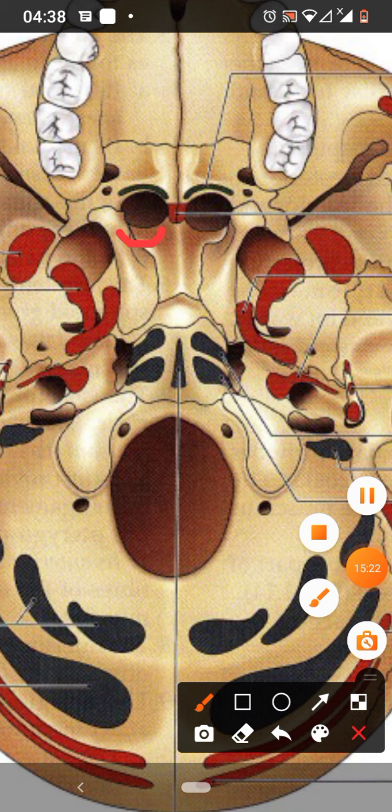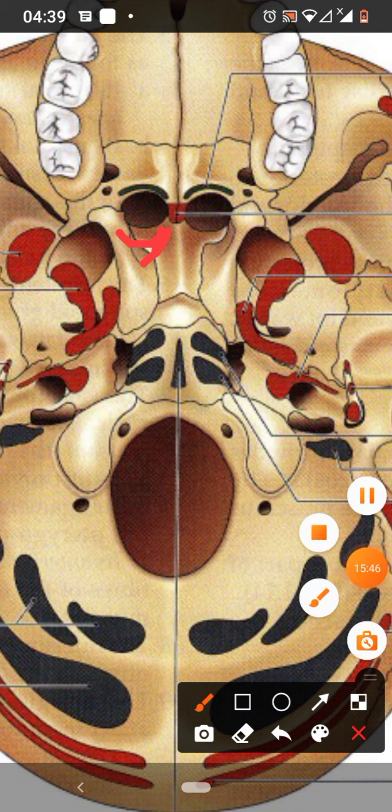Just inferior to it, the vomerovaginal canal is present. You know that here it is present. The structure which is passing through the vomerovaginal canal is the pharyngeal branch, and this is the pharyngeal branch coming from the pterygopalatine ganglion.